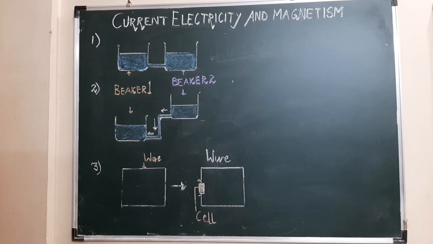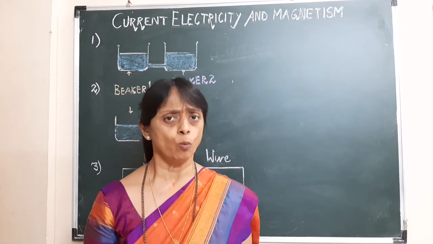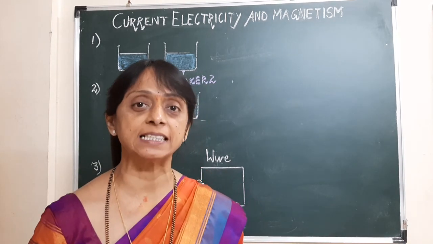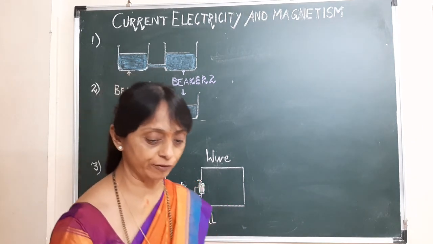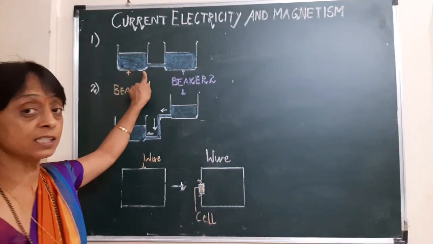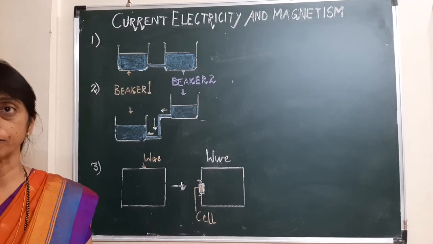So children, to understand what makes electric current flow through a wire, what is electricity? First, let's understand a few basic concepts, starting with potential difference. If you can see on the board, the first figure drawn consists of two beakers.